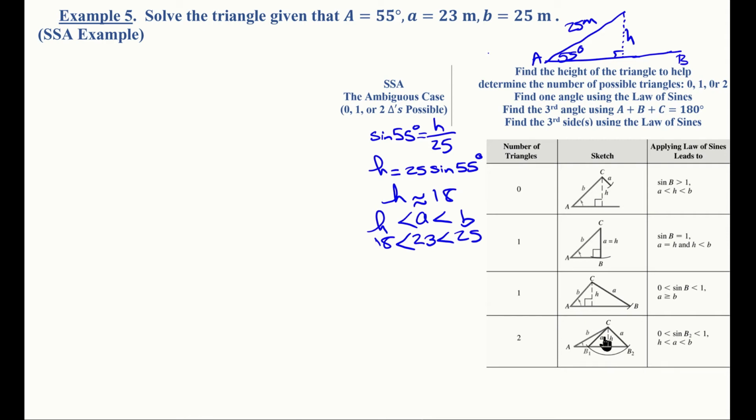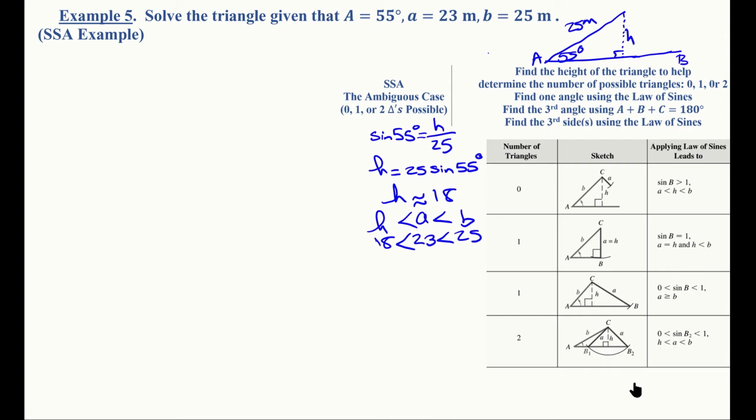That's the one case where the value of a is exactly long enough so that it can sweep this way once and give us this triangle, or it can go that way and give us that triangle. So we know we're going to have a case of two triangles. Now we'll proceed with that in mind.